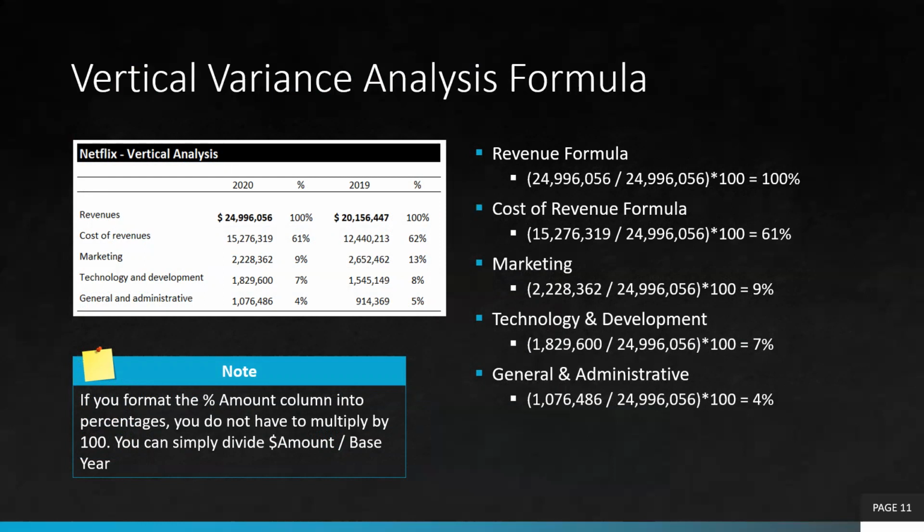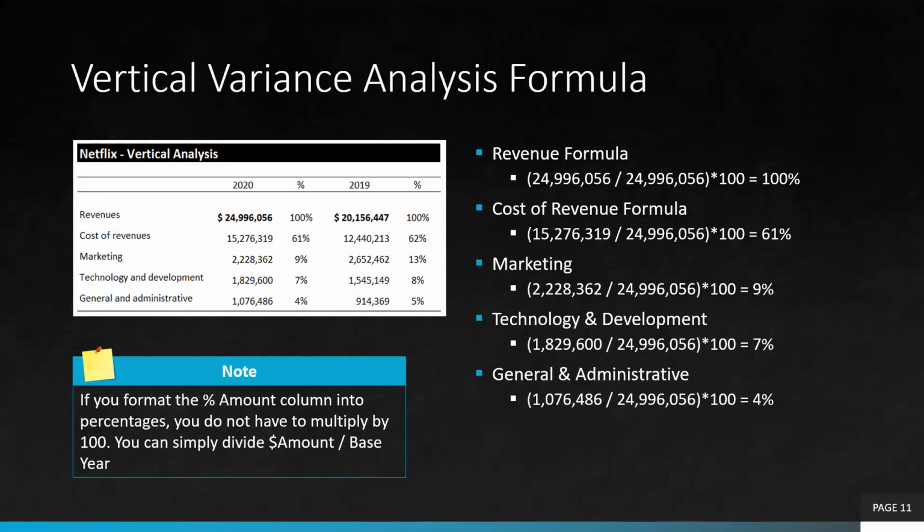Then you get to cost of revenues. Cost of revenues in 2020 was 15,276. You divide that by the revenue. You take the marketing number, you divide that by the revenue. Technology and development, divide that by the revenue. And then it gives you a percentage. So what this means is that 61% was cost of revenues. 9% of my actuals against revenue was for marketing, 7% for technology and development, and 4% for general and administrative costs.